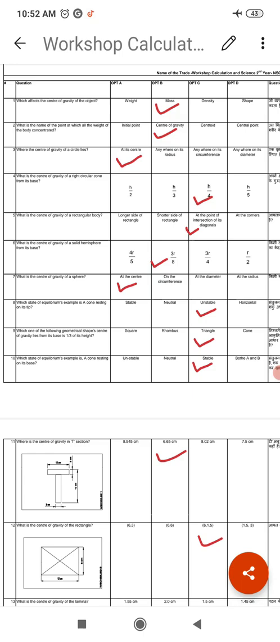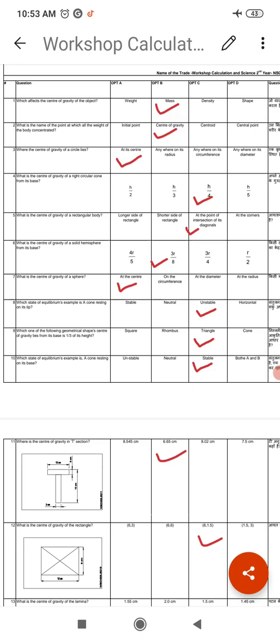What is the name of the point at which all the weight of the body is concentrated? Its answer is center of gravity. Option B. Next, where does the center of gravity of a circle lie? It is at its center. Option A. What is the center of gravity of a right circular cone from its base? Its answer is h upon 4, option.